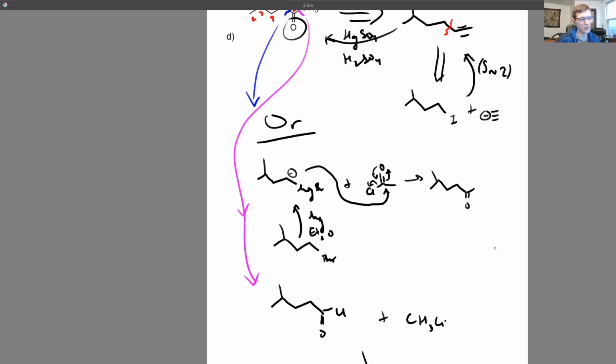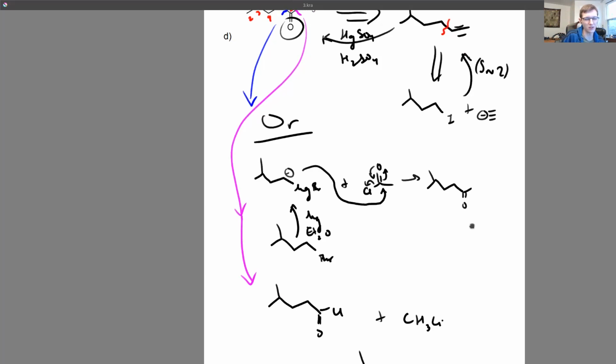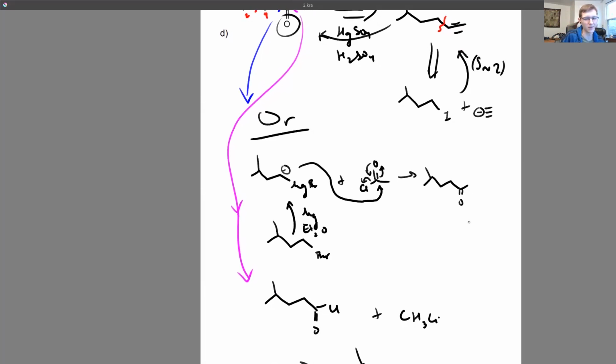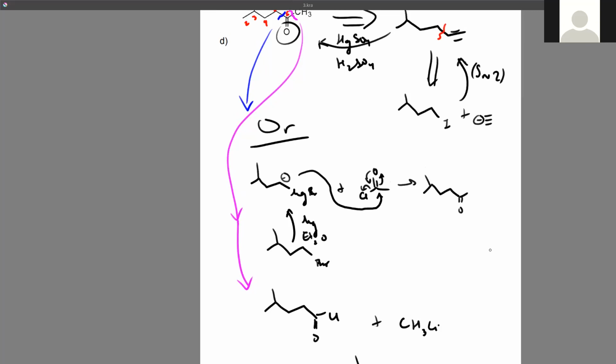You could do this with cuprates too, and I've been staying away from cuprates. In this case, it doesn't matter if you use a cuprate or an organolithium or a Grignard reagent, they're all the same. If you're doing other reactions, it does matter whether you're using a cuprate or not. I'm not sure what the amide he's talking about is. It's a special kind of amide. It's a Weinreb amide. Oh God, kill me.